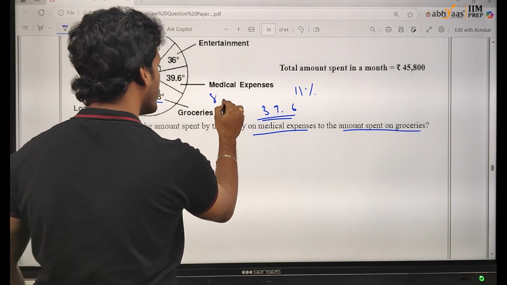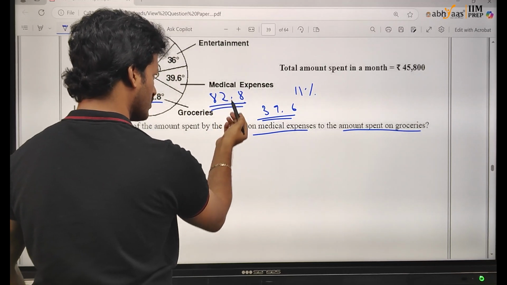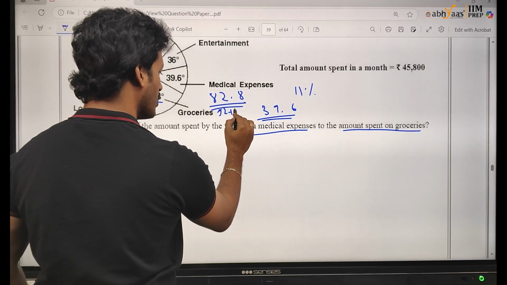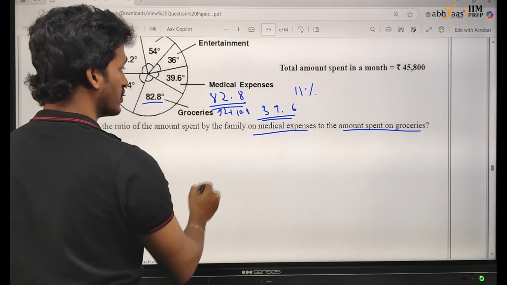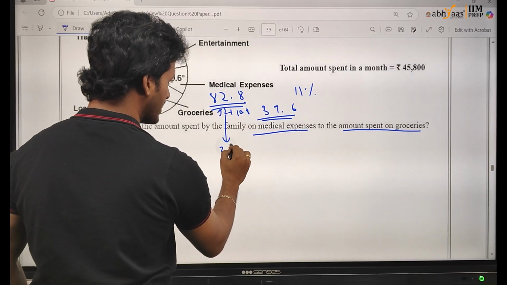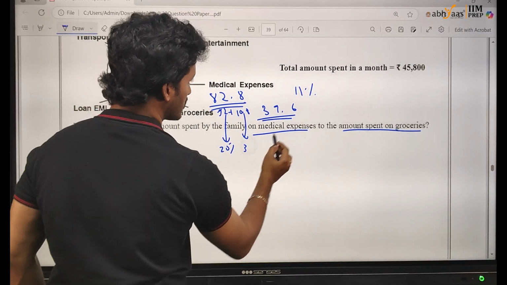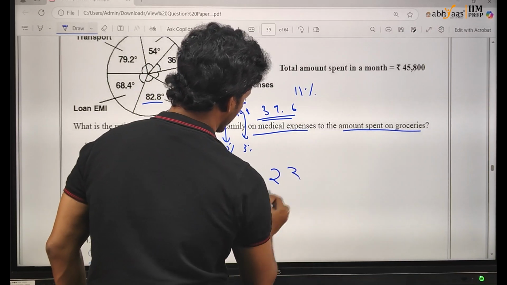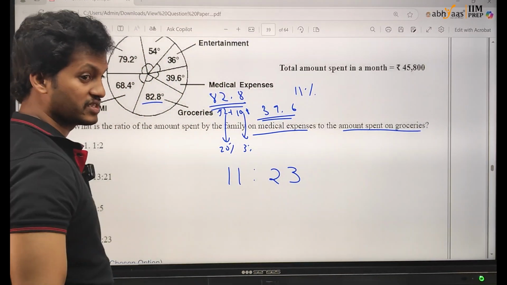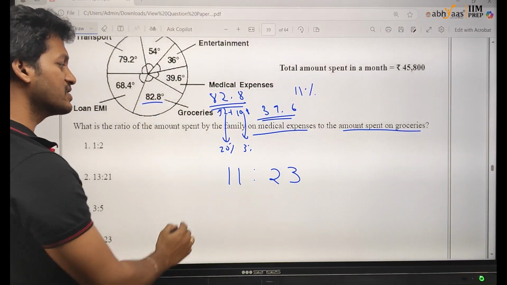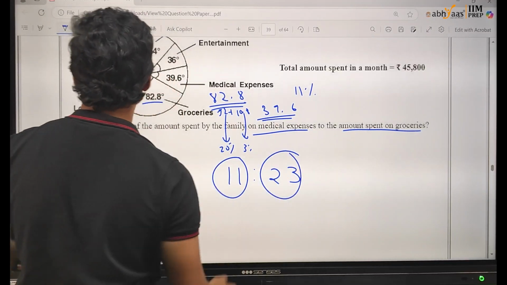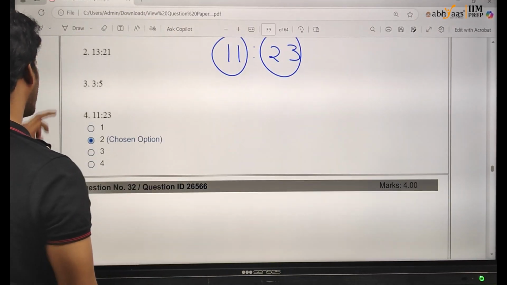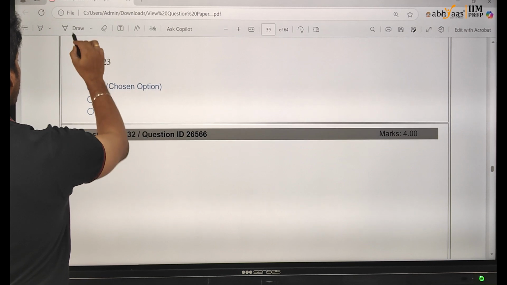Groceries is 82.8. That means 72 plus 10.8. So it's nothing but this is 20 percentage and this is 3 percentage. So 11, I have to take this between 11 is to 23. Ratio between 11 percentage and 23 percentage. Whatever may be the number, it will come down to 11 is to 23 only. So the option is 4.